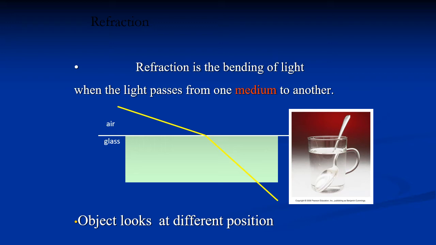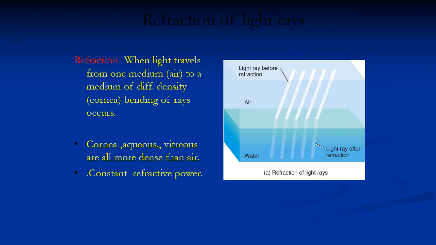They enter the eye, and the position of the spoon will look different, because when the rays change the medium from water to air, they change their path. There will be bending of the rays. So the object will not be seen at the place where it is present. When light travels from one medium to a medium of different density, bending of rays occurs.